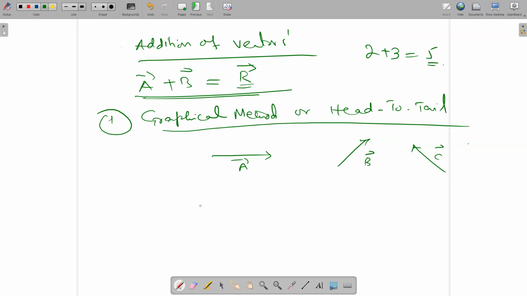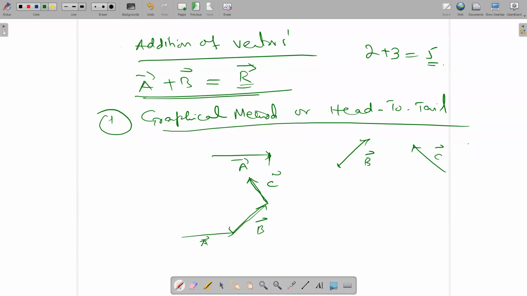What we will do? We will combine the head of the A vector with the tail of the B vector. So this is head and this is tail. With the same direction, we make this line, this is the B vector. Then the tail of the third vector, C vector, with the head of the second vector. It is like this one. This is the C vector in the same direction like this.